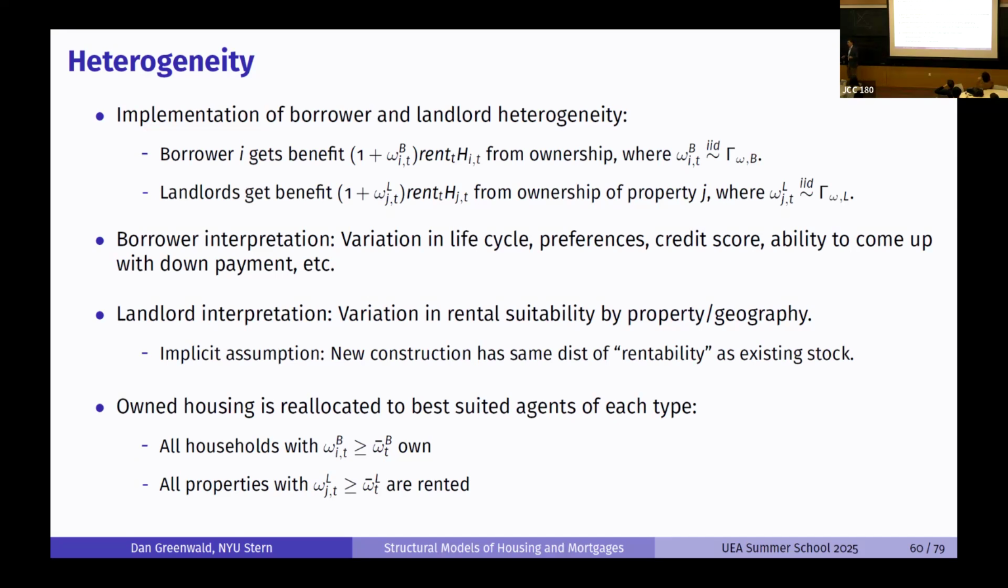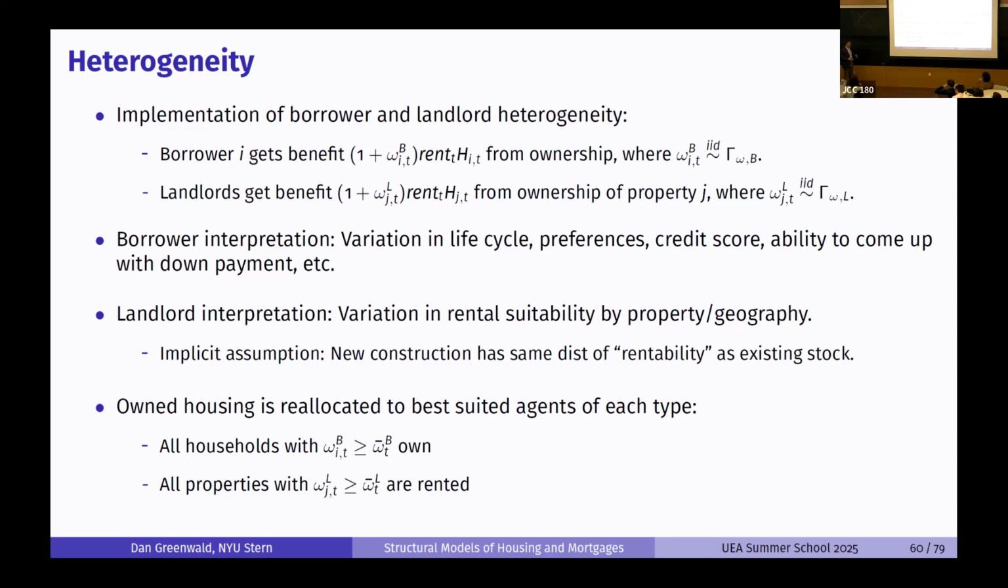The landlords too, when they rent a property, even though in some sense the renter is paying rent, they're actually going to receive 1 plus omega times that rent. Okay, and here rent is the rent per square foot, let's say, and this is the amount of square feet. So what's the interpretation here?